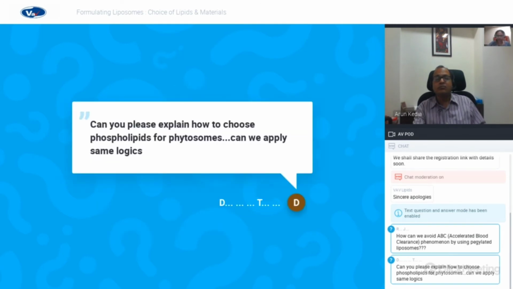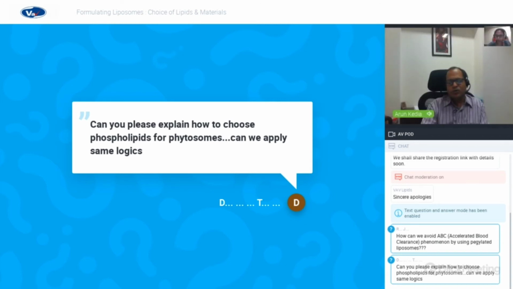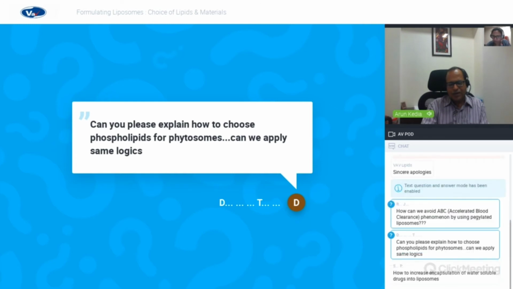Yeah. So can you explain how to choose phospholipids for phytosomes? Can we apply the same logic? Absolutely. So the basic logic, basic science does not change. If the active is a phytochemical, is it a cytotoxic molecule, it doesn't change. The basic principles in general for phytosomes, so the release profile, these may not be critical factors. So you don't need the sharp PTT, you don't need sustained release.